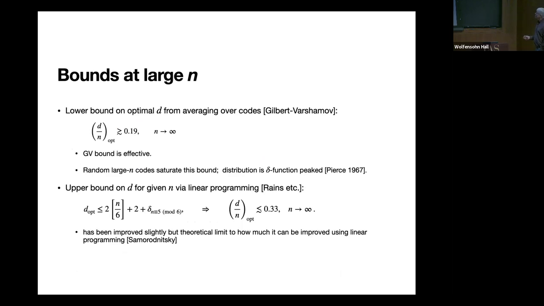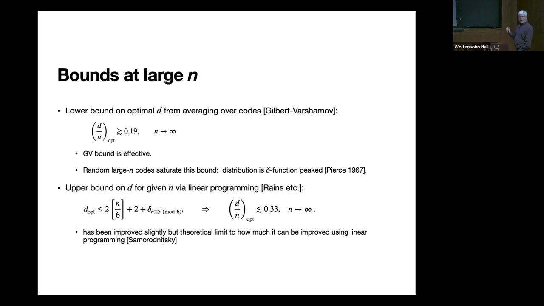So first of all, by fairly elementary methods, without doing any linear programming, you can establish a lower bound on the optimal D by averaging over all codes of the type we're talking about, okay? And it's surprisingly easy to perform this average. And the result is that the optimal D over N, as N gets large, is greater than or equal to 0.19. So this is a lower bound on what the optimum D over N could be.